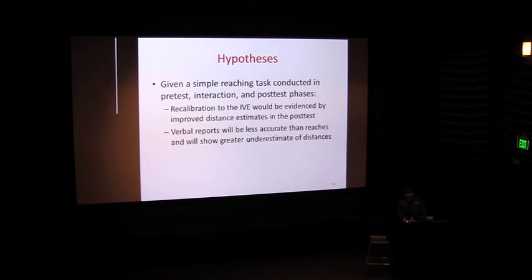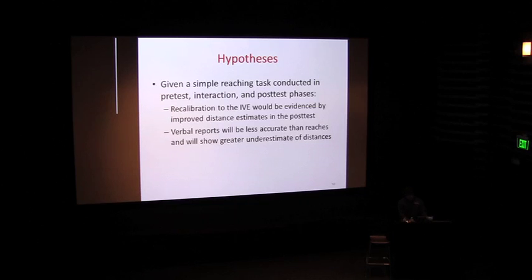So what are we trying to contribute here to the literature? What we want to do is, given a simple reaching task, a perception-action task with an immediate response variable such as physical reach, we conducted an experiment where we look at a pre-test baseline depth estimation, an interaction phase where we look at the effect of visual versus haptic feedback, and then a post-test depth estimation phase. So recalibration to the IVE would be evidenced by improved depth estimation in the post-test compared to the pre-test, which was one of the working hypotheses.